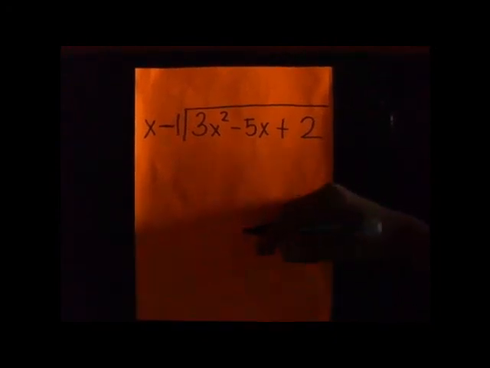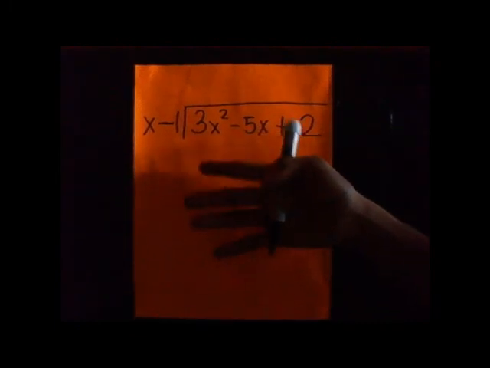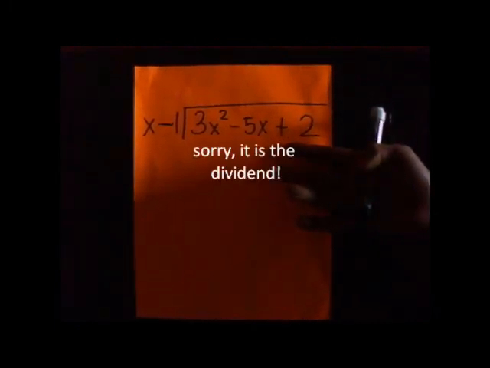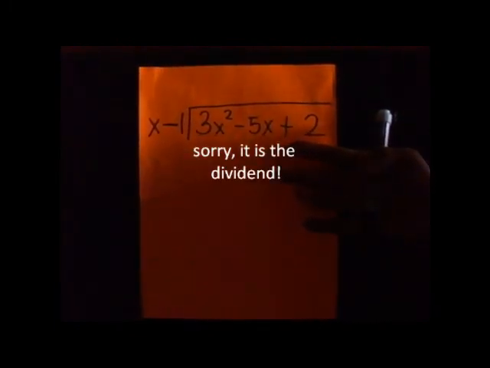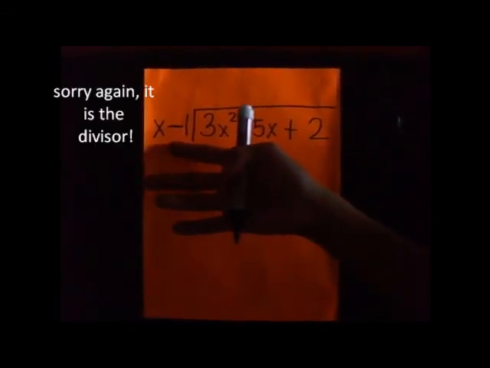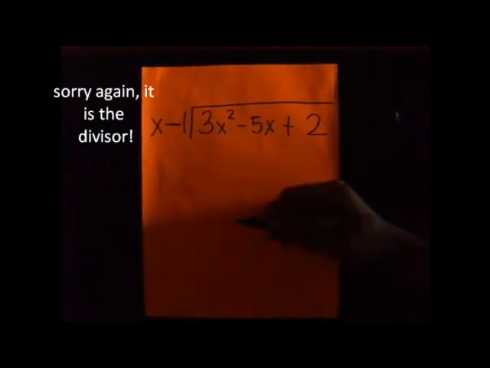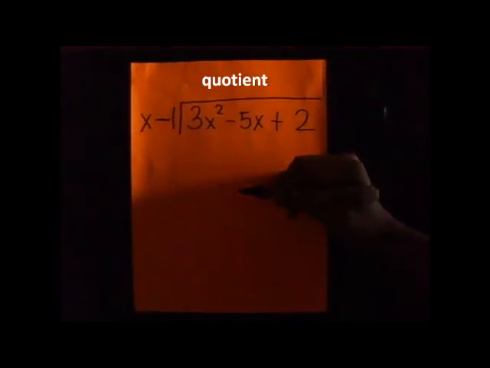But first, before we divide, let us review some terms or parts of division. So in this part, this is called the divisor. On this part, it is called the dividend. And what we are writing on this portion should be the quotient.